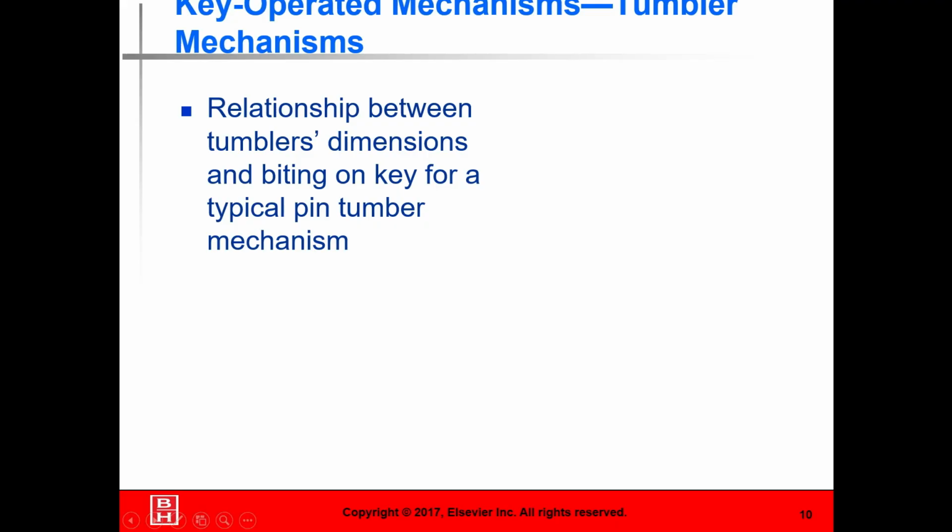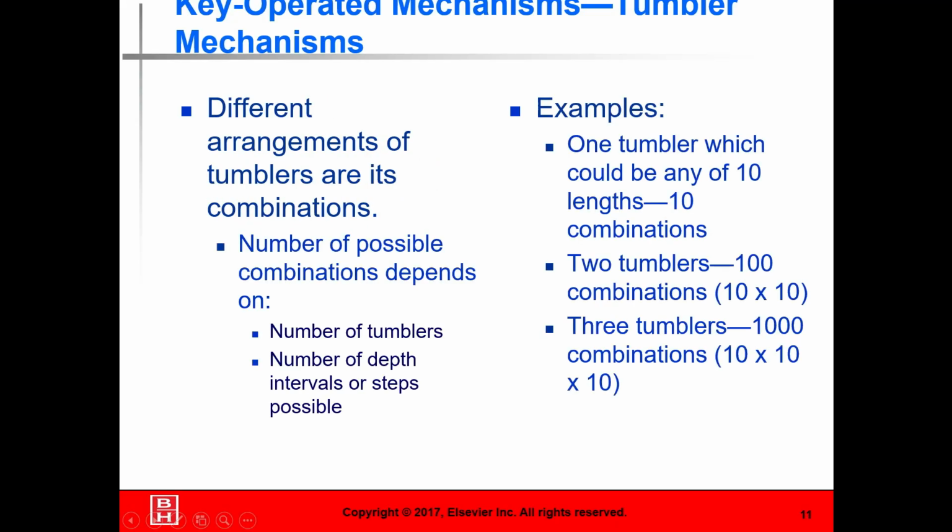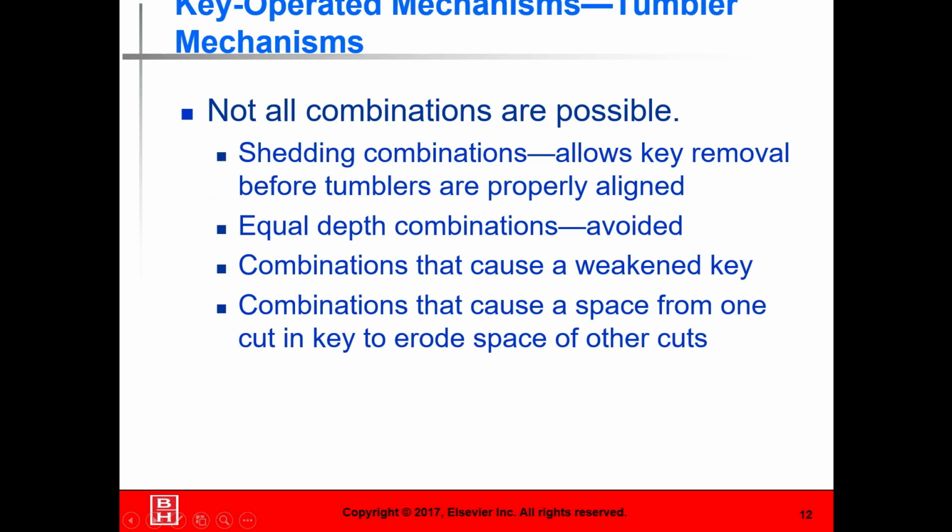Then you have different ways that you can look at it: different arrangements of tumblers, and the number of tumblers you have. The more tumblers, the more secure; the number of depths makes it harder to copy. That's all we're trying to do. This shows that one tumbler has 10 combinations, two tumblers have 100 combinations, and three tumblers have 1,000. So again, what is the security that we want? That's what we're trying to figure out.